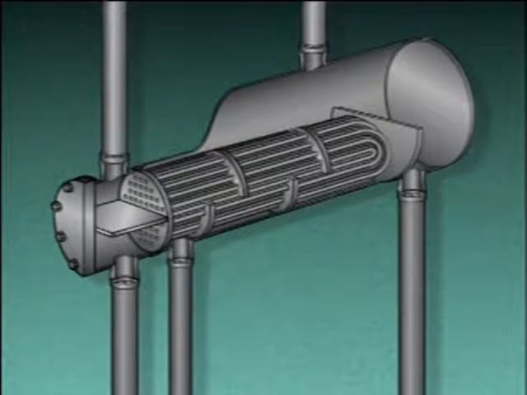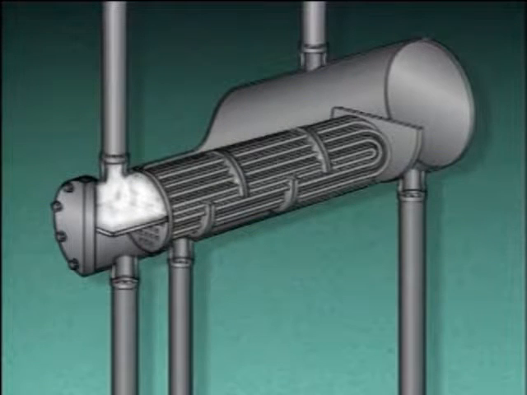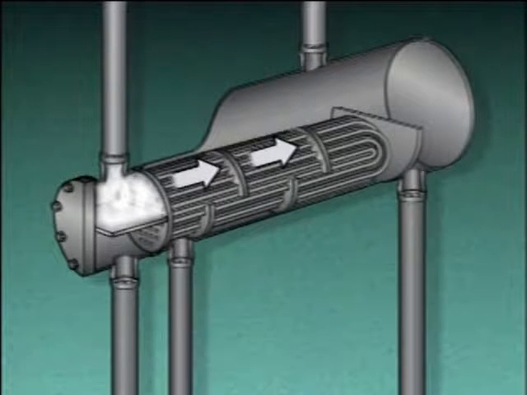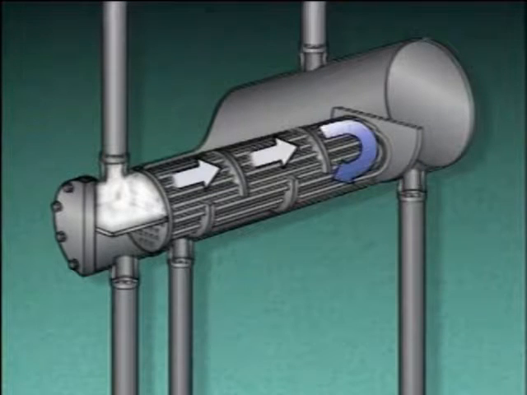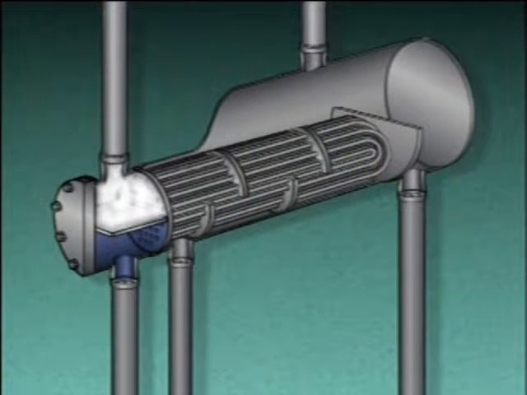In this reboiler, steam is used to heat the process liquid. When the steam passes through the tubes, it transfers some of its heat to the process liquid. As the steam transfers its heat, it condenses into water, which is returned to a steam generating system. The process liquid from the distillation column enters the reboiler here. The liquid flows around the baffles and tubes and receives heat from the steam.